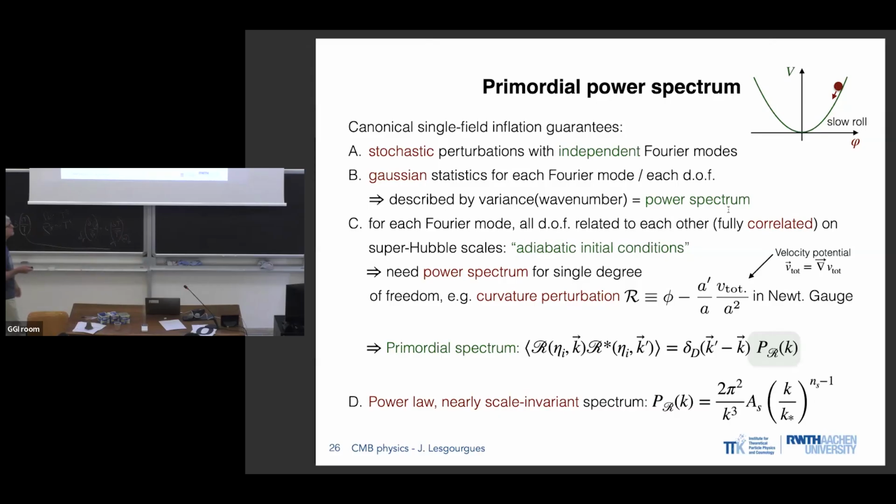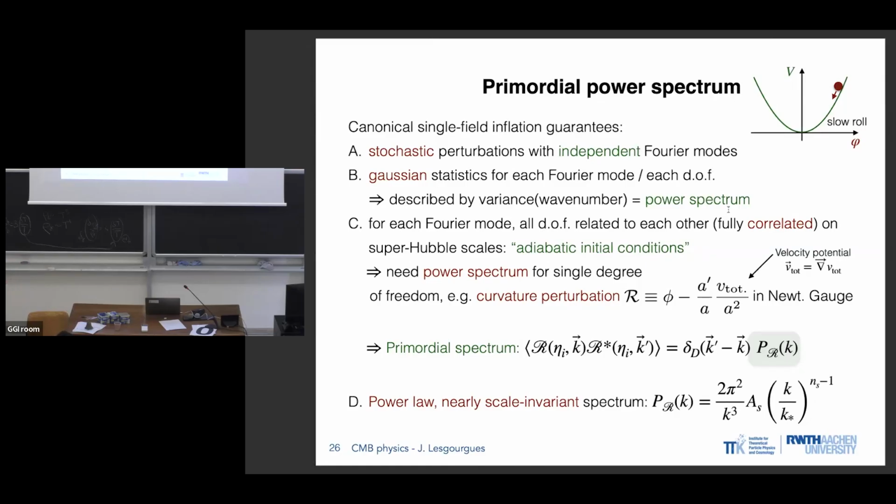But if K and K prime are equal, then the variance is encoded in a function of only the wave number, which is the primordial spectrum. You could have expected this variance to depend on the vector K, but we live in a statistically isotropic universe. So the variance can depend on the wavelength, but not on the direction. So it's a function of only the wave number K. And the Dirac delta function appears here because I'm referring to an expansion into continuous Fourier modes.